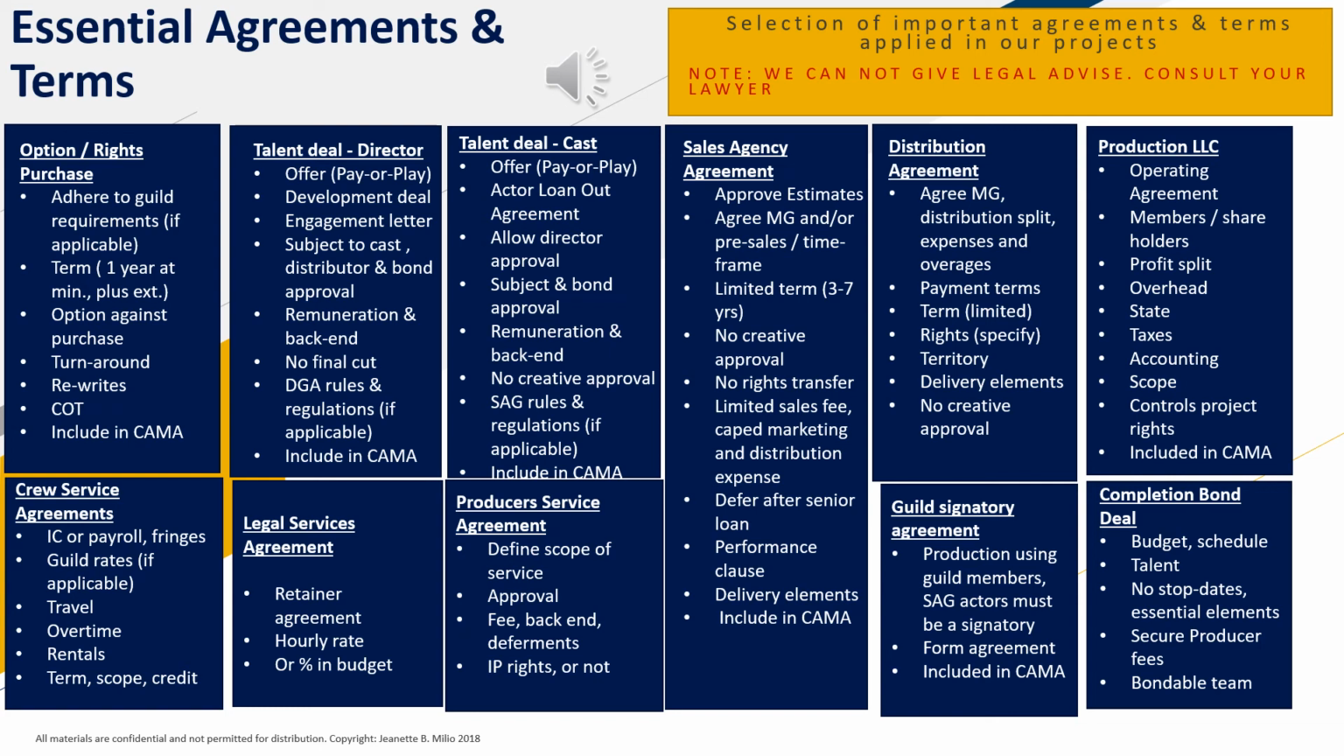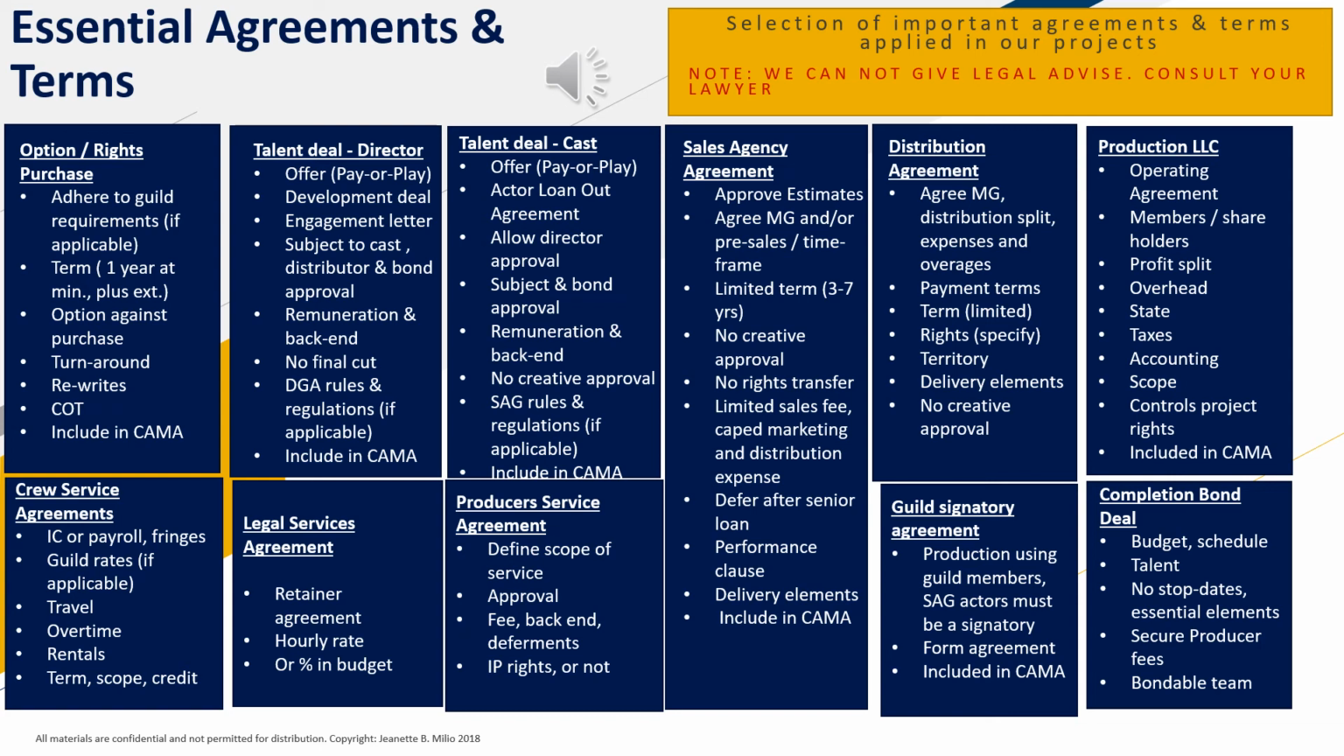any bad surprises. The producer service agreement is one where you as a producer would either do this deal with the completion bond company, which would be a deal between you and them, them telling you what your job is, or it would be a deal between you and another producer who might be on the project with you. Either way, you will define the scope of the service, you will define if there's any approvals to anyone, you will define the fee, if there's any backend, any deferments, and you will define if this producer has rights to the IP or not.